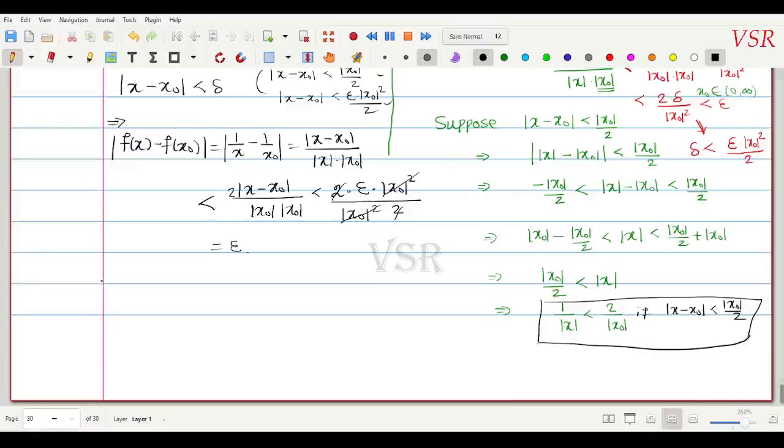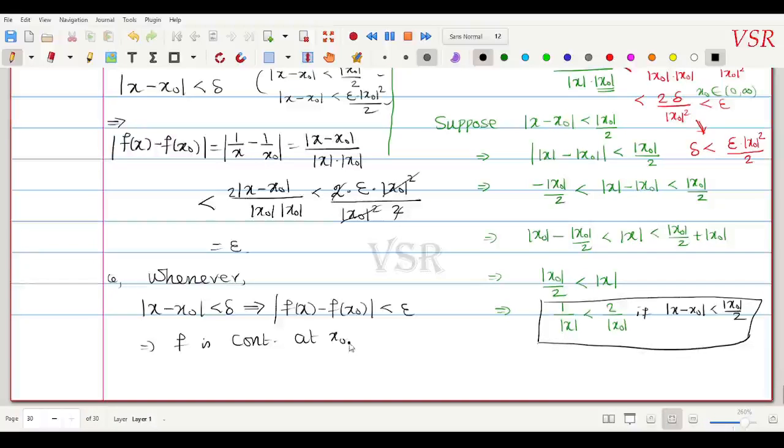That is whenever modulus of x minus x naught is less than delta, this must imply that modulus of f of x minus f of x naught is less than epsilon. Okay, hence this implies that f is continuous at the point x naught. Very good, fine, no problem.